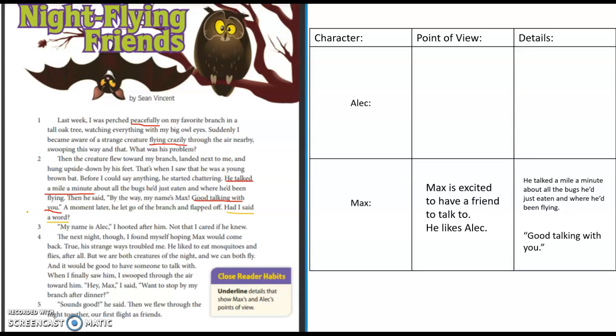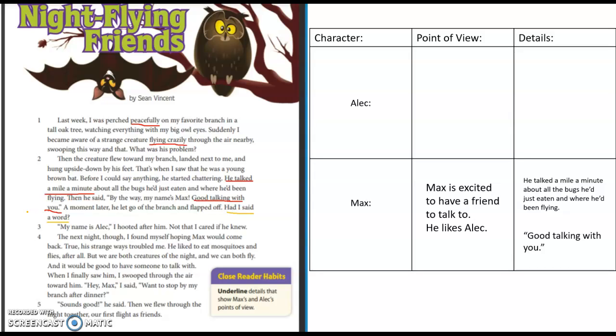"My name is Alec, I hooted after him. Not that I cared if he knew. The next night, though, I found myself hoping Max would come back. True, his strange ways troubled me. He liked to eat mosquitoes and flies, after all. But we are both creatures of the night, and we can both fly. And it would be good to have someone to talk with."